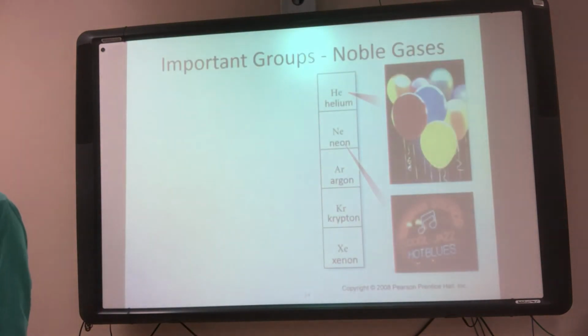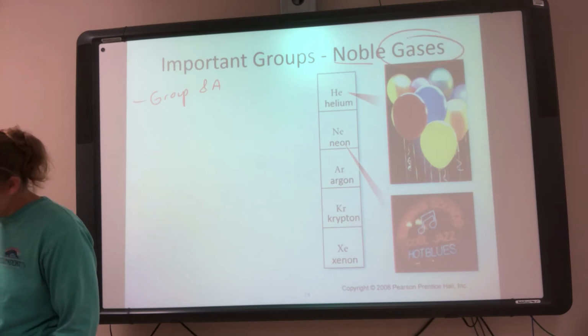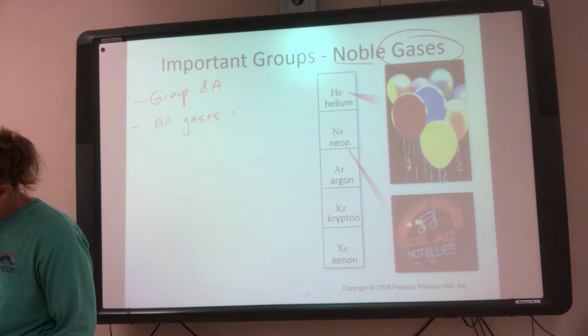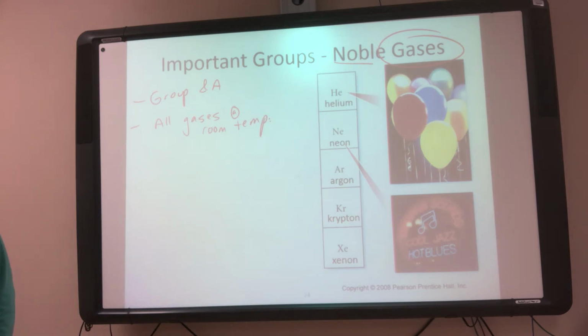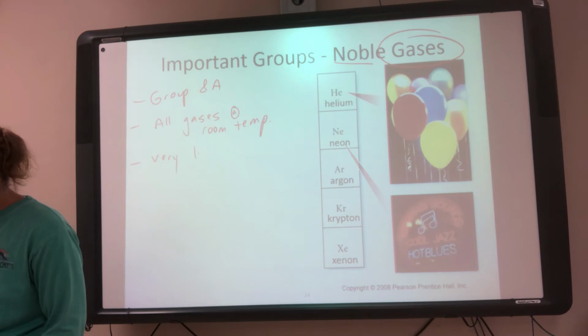All right, noble gases. So this is our last one. This is group 8A. Hence the name noble gases. These are all gases at room temperature. Okay? So these are going to be all gases at room temperature. These guys have very low melting and boiling points.